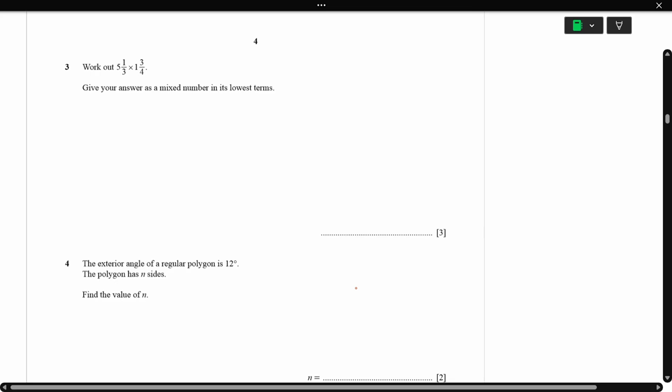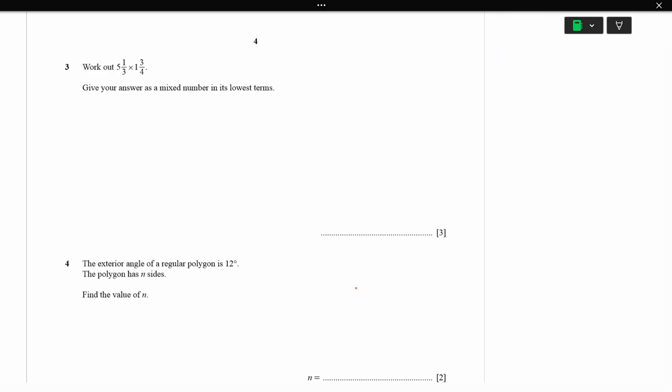The next question, work out 5 and 1 by 3 times 1 and 3 by 4. Give your answer as a mixed number in its lowest form. We change these into improper fractions: 3 times 5 is 15, plus 1 is 16 by 3, and 4 plus 3 is 7 by 4. We can simplify the 4 and the 16, so we get 4 times 7, 28 over 3. How many 3's are there in 28? 9 threes, then 1 left, 1 by 3. So we change it to a mixed number: 9 and 1 by 3 is the answer.